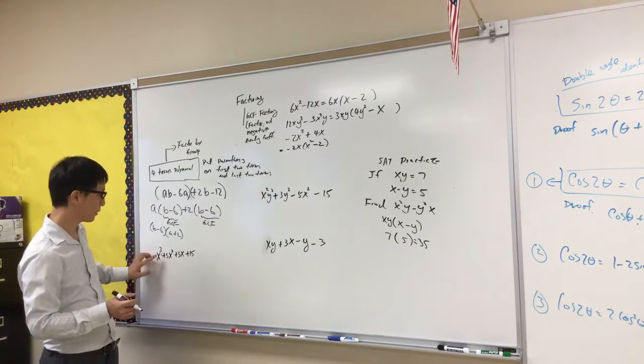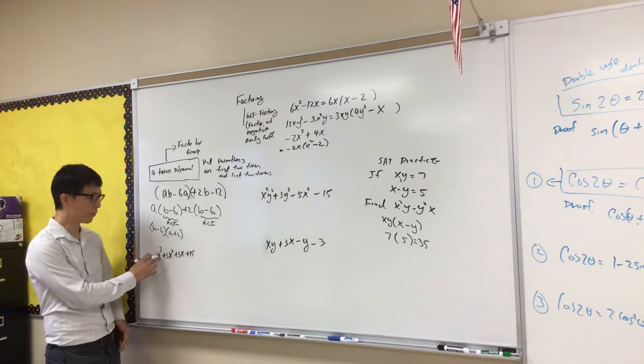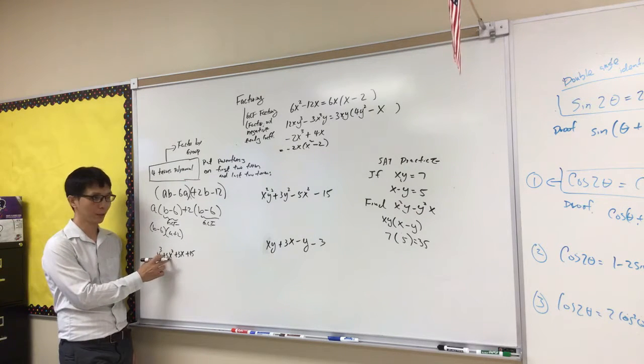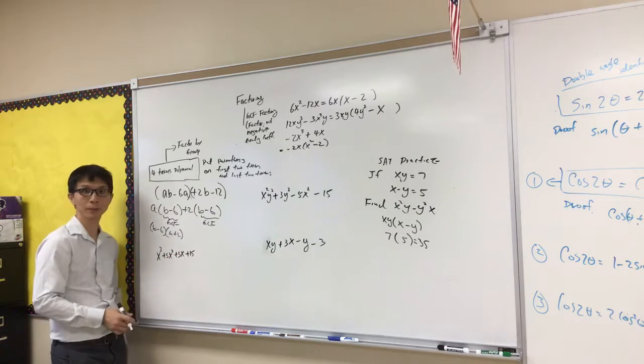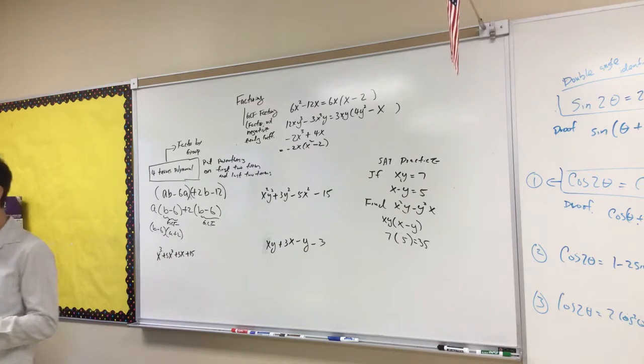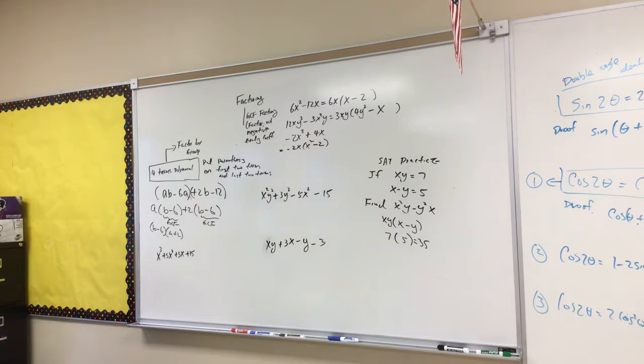Start with this one. x to the fifth plus 5x squared plus 3x plus 15. Can you factor out a GCF? Well, it's a 4-term polynomial, so more likely factor by grouping. Now, what are those 4 terms? What do you have to do?